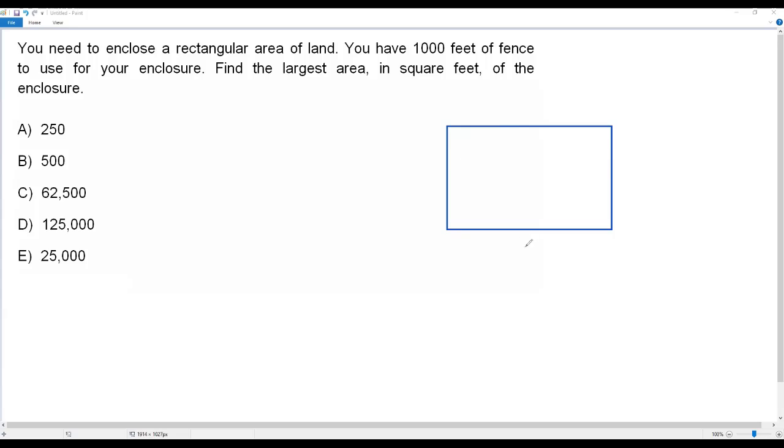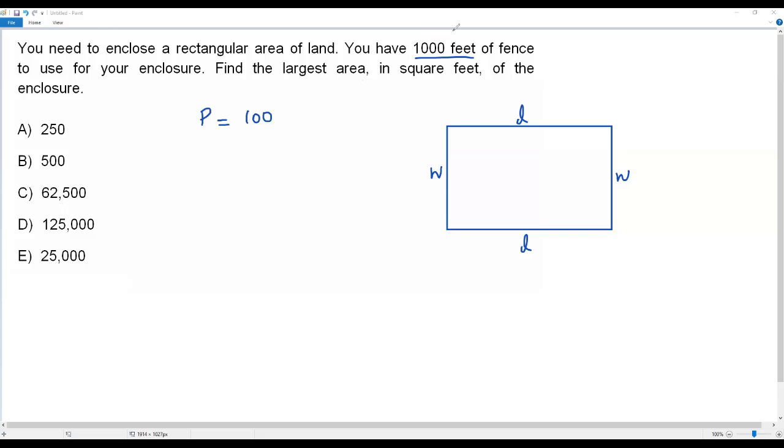For example, if I assume L as the length of the rectangle and W as the width of the rectangle, the 1000 feet of fencing will cover the two L's and two W's. That is the boundaries of the rectangle. So this 1000 feet represents the perimeter of the enclosure, that is of the rectangular area. So the perimeter is equal to 1000 feet.